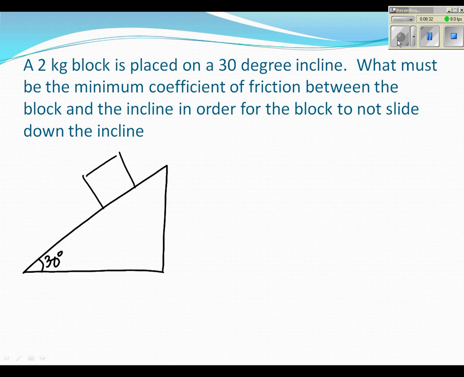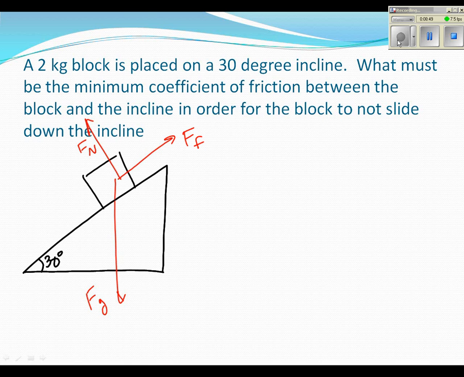Okay, here's our block on the incline, and we have the force of gravity straight down. And we have the normal force up like this. And we have another force that we haven't drawn yet. It's the force of friction up the incline, stopping it from sliding down the incline. Now remember, we have to break that force of gravity up into its xy components. We have to tilt our xy axis like this and break that force of gravity up into its xy components. So we have our two components here, and this is our angle right here. It's a 30-degree angle.